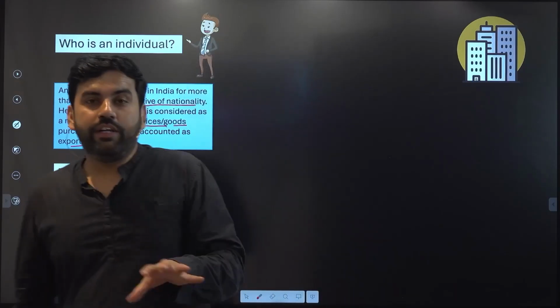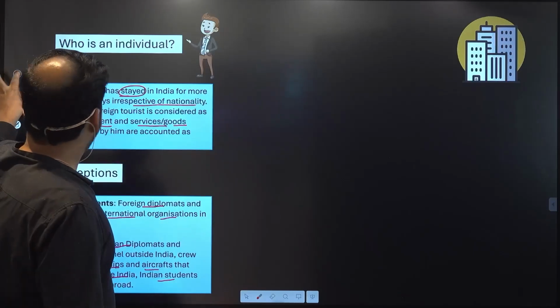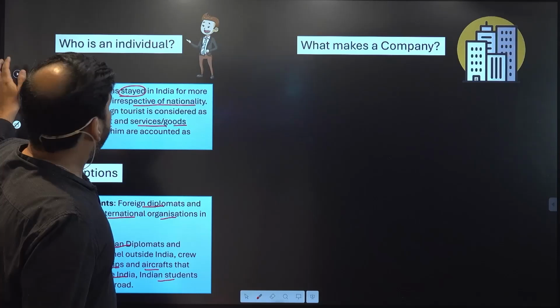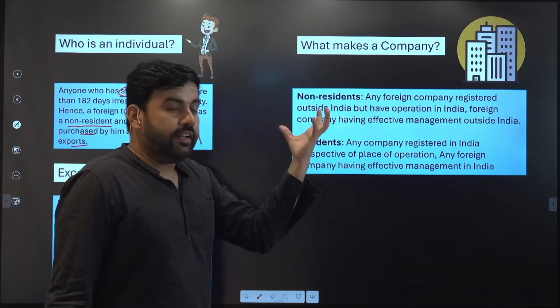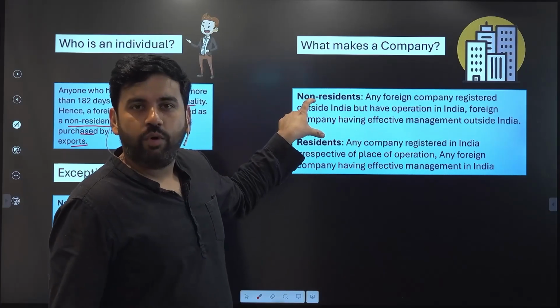Now, if you are clear about individuals, then let's move towards the companies. So what makes a company a resident? Now there are two criteria. Again, companies are also either residents or non-residents. Which are the non-resident companies?